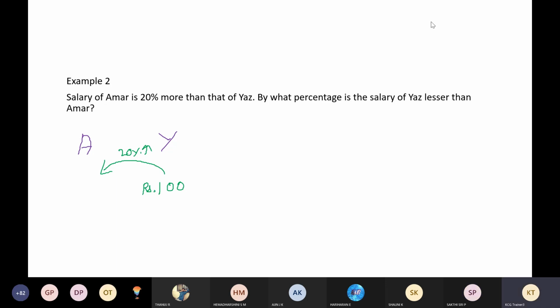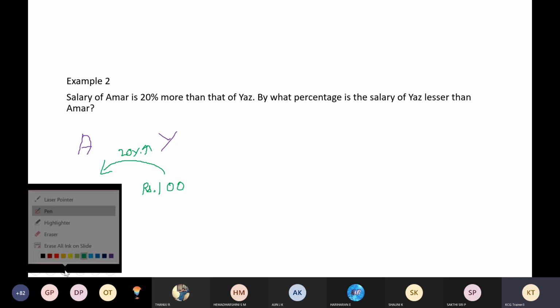What is Amar's salary, guys? I am assuming Y's salary is 100. And they have given me the statement: Amar's salary is 20% more than Y. Very good. Can I say it is 120? Correct. Yes, definitely, it is 120.